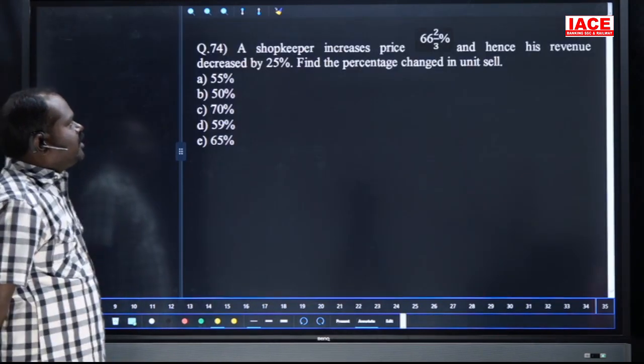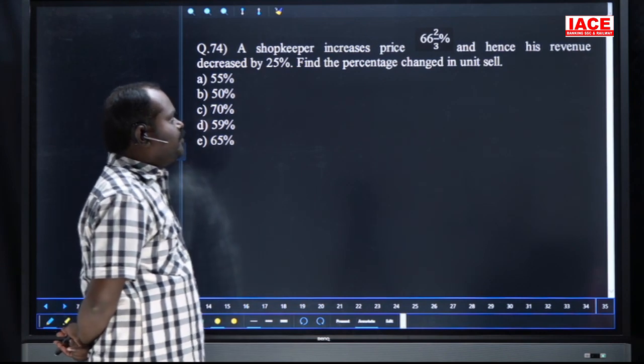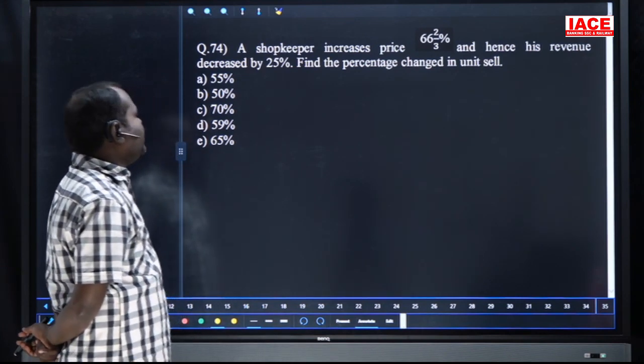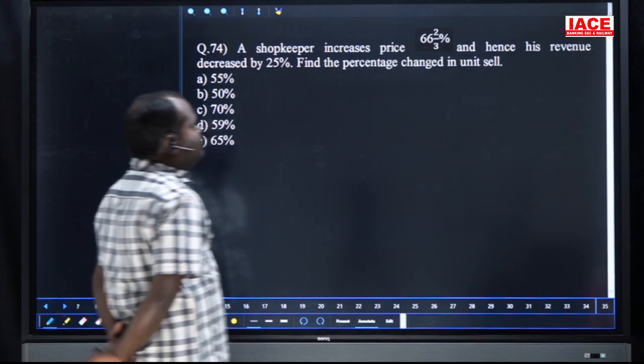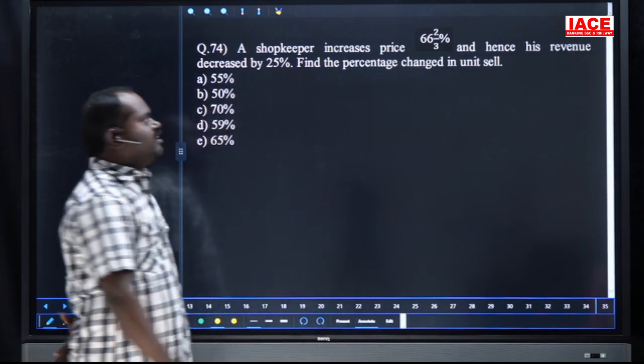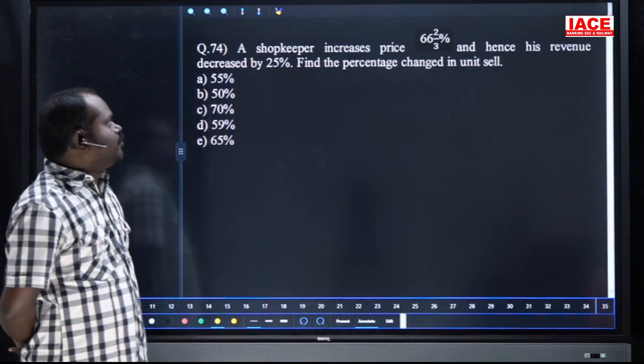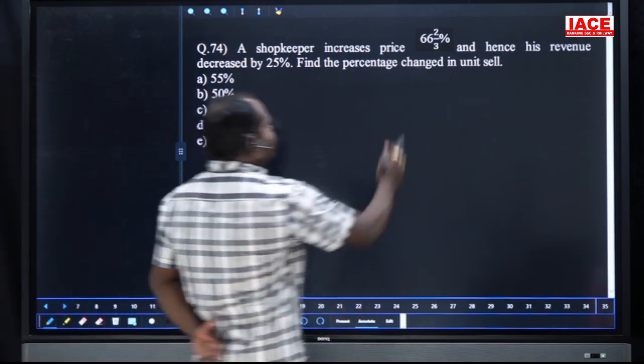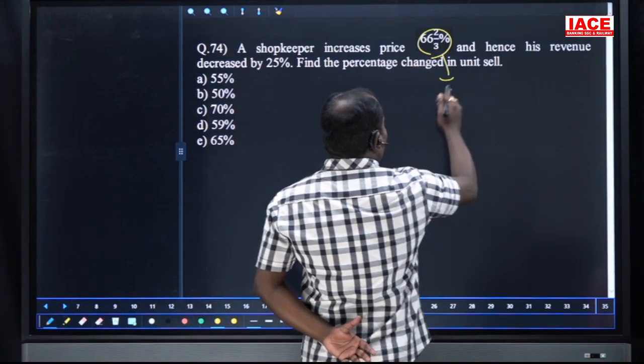A shopkeeper increases the price by 66 2/3% and hence his revenue decreased by 25%. Find the percentage change in unit sale. How much percentage change in unit sale? So the shopkeeper increased the price by 66 2/3, which is equivalent to 2/3.